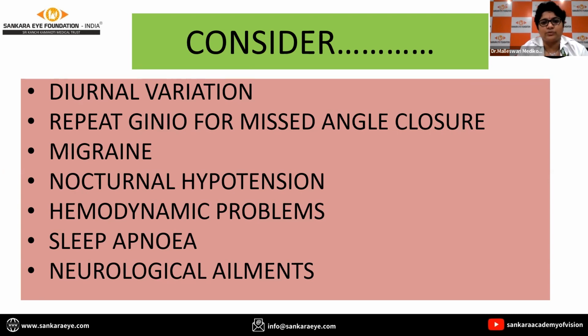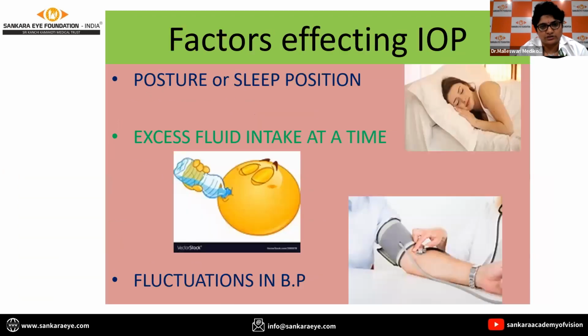The next thing is hemodynamic problems like excess drenching of sweat or acute blood loss, which can cause progression of glaucoma. And sleep apnea patients progress because there are hypoxic episodes which can cause spasm and decrease blood supply to the optic nerve. And the final thing is any neurological elements which can mimic glaucoma or exacerbate the underlying glaucoma. So these things we need to consider for patients who progress despite well-controlled intraocular pressure.